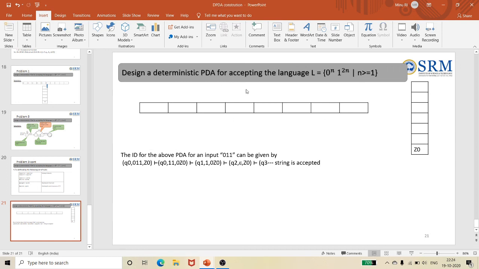Okay, so in this way we can design a deterministic PDA. I think I have shown you 3 interesting examples. Enjoy learning. Thank you.